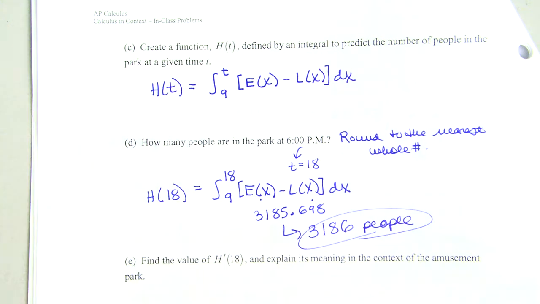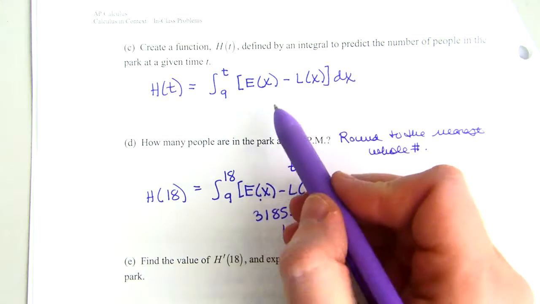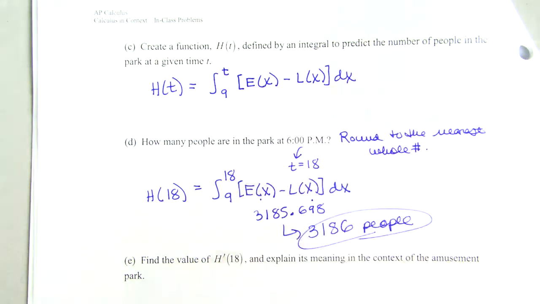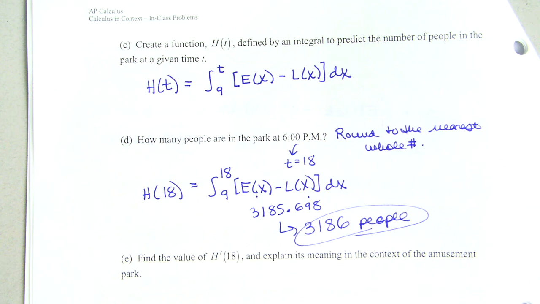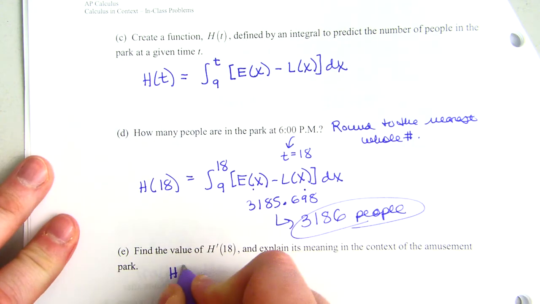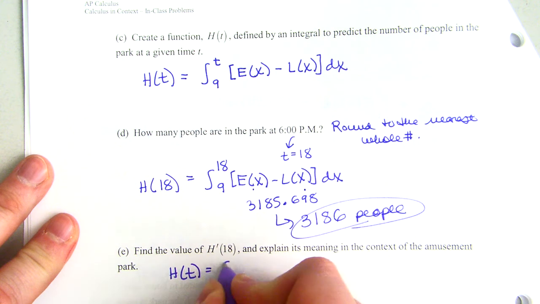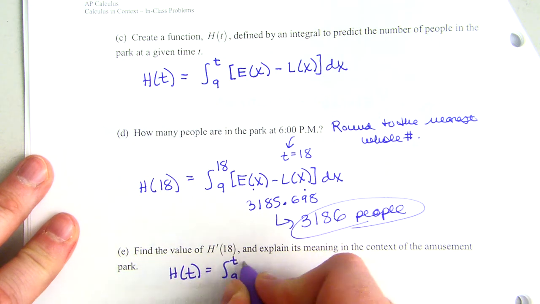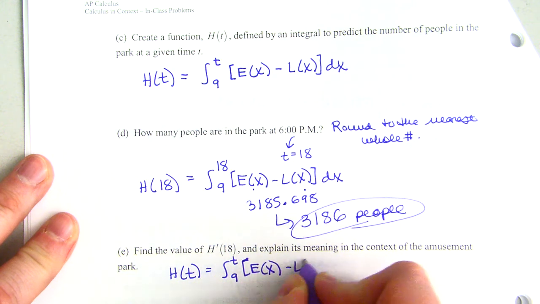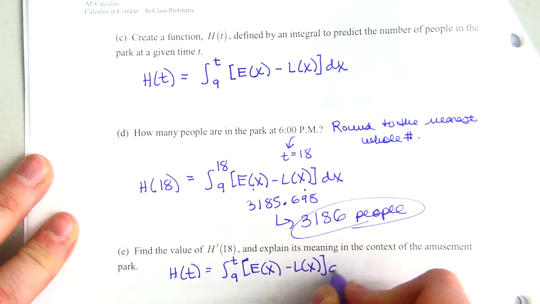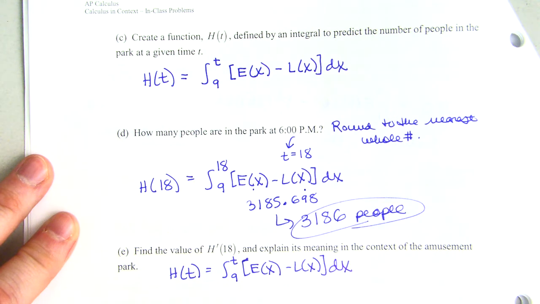So the idea of creating this function defined by an integral is a pretty big deal, and we're going to use this in parts E and F right now. In part E, I want to find the value of h prime of 18 and explain what this means. Well, my h of t equals the integral from 9 to t of e of x minus L of x. And this is the function that tells us how many people are in the amusement park at any given time.